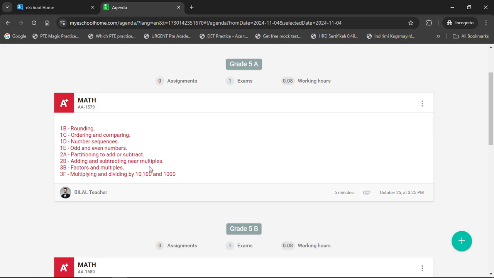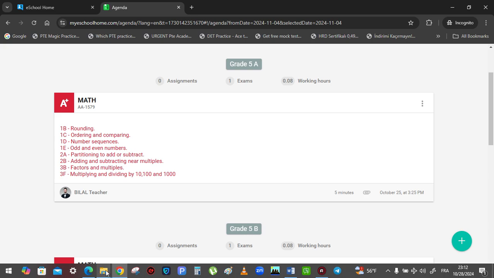There are only factors. Now coming back to multiplying and dividing by 10, 100, and 1,000. Do you remember the last homework I gave you? That decimal number, and then you're going to multiply it by 10, by 100, and then by 1,000. That's the same one. You can go back also to the practice book and find it.